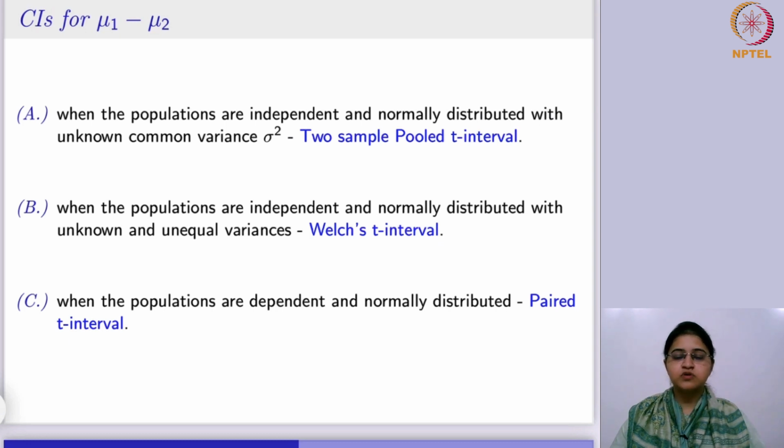Week 5 was about the sampling distribution when you have two sample problems. There we studied different cases, and we will see how these confidence interval estimates utilize the information that we obtained in that week. So let us start with the first one.